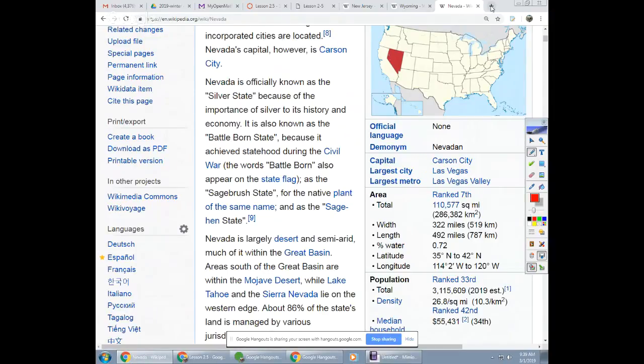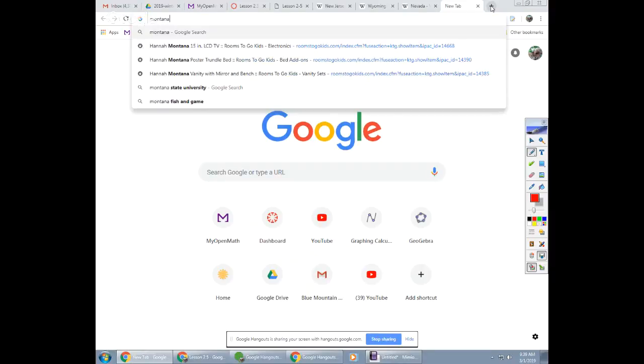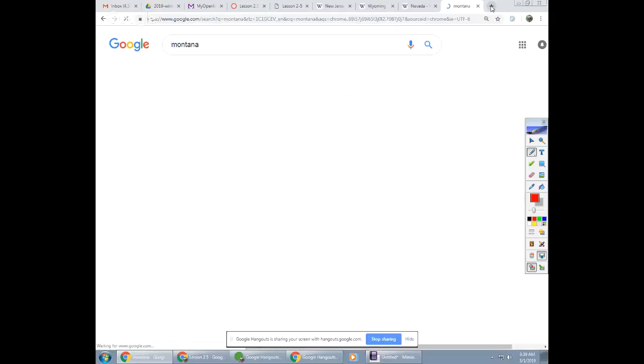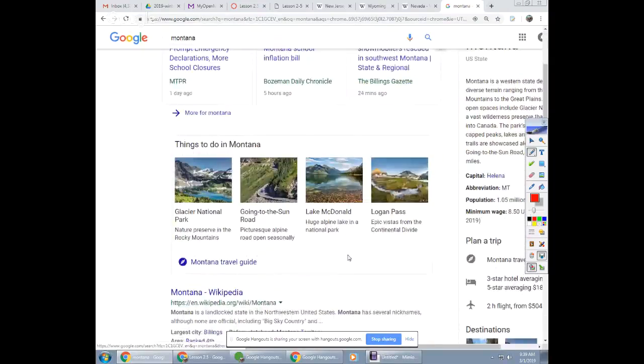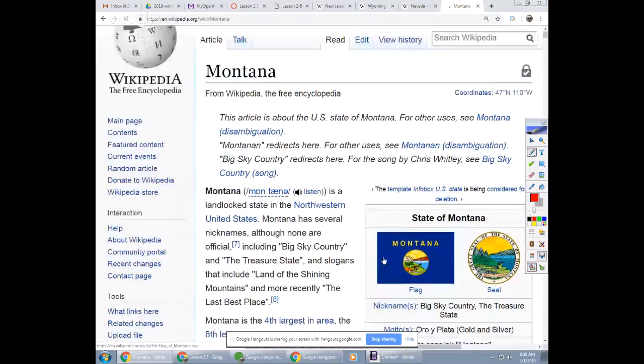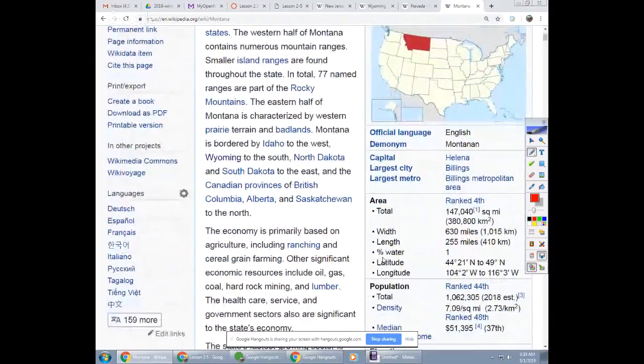What about Montana? They're about the same size. I'm thinking Montana's going to be about the same as Wyoming and Alaska. Yeah, that's my guess still. I was born in Montana and I've lived there a couple of times and I've been through it quite a bit.